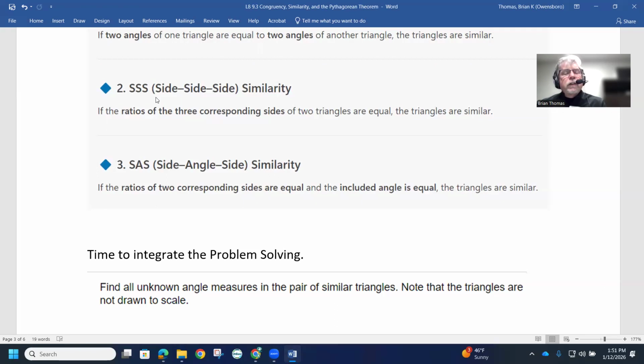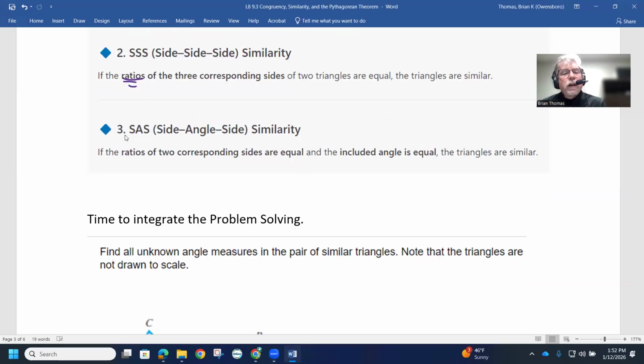Side similarity: if the corresponding sides of the two triangles are in the same proportion, then the triangles are said to be similar. So if we do the ratios of the corresponding sides, and they create the same exact ratios, then the two triangles are said to be similar.